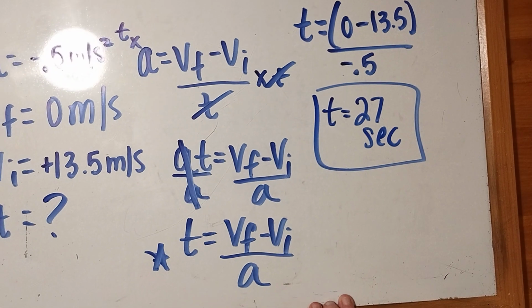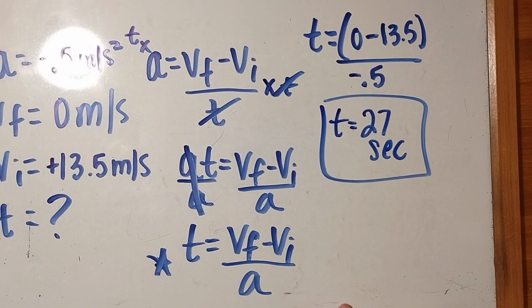Again, the tricky part about number 7 is you needed to do some algebra in order to get t by itself on one side. All right, that's number 7.